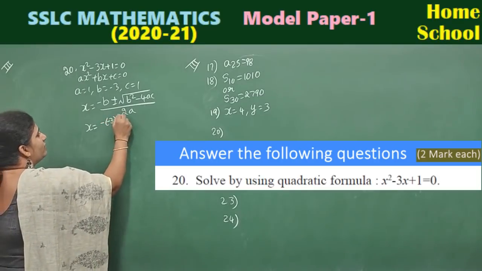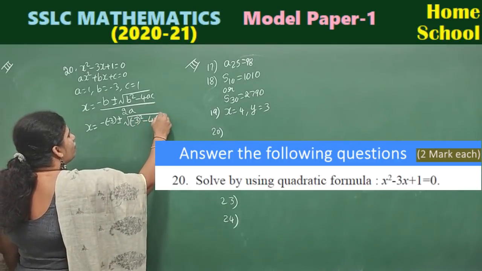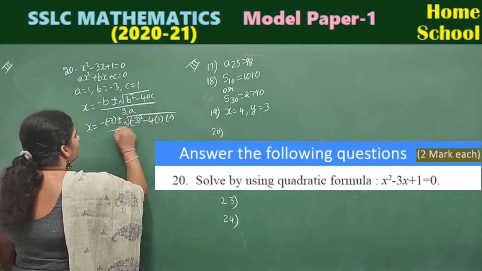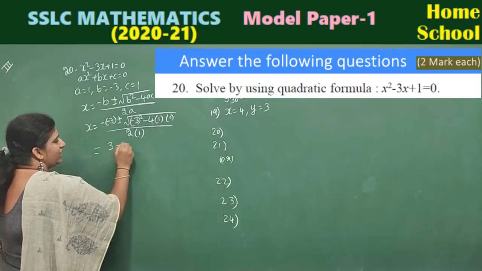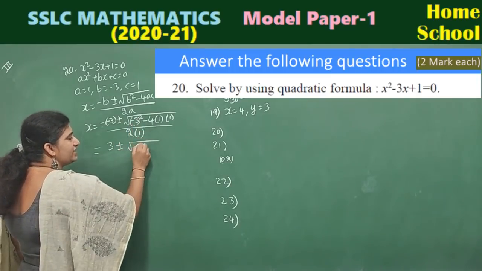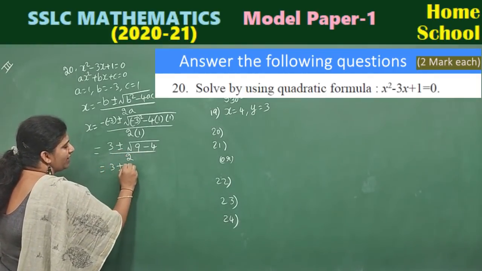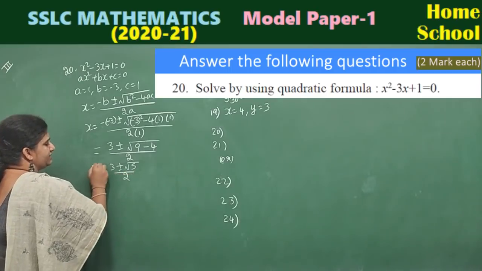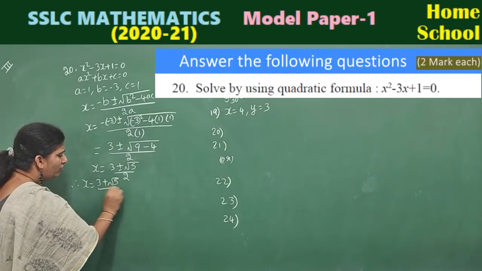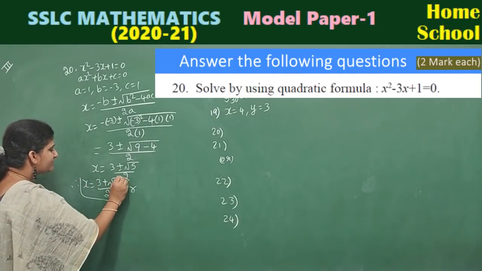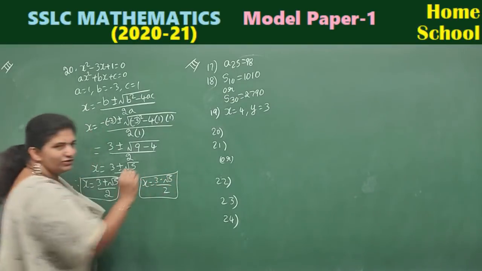Minus of minus 3 plus or minus root of minus 3 whole square minus 4 into 1 into 1, whole divided by 2 into 1. A value is 1. Minus into minus plus 3 plus or minus square root of minus 3 into minus 3 will be 9 minus 4, by 2. 3 plus or minus root 5 by 2. Yes, that's all. So therefore, x is equal to 3 plus root 5 by 2, or you need to write two answers, right? Or x is equal to 3 minus root 5 by 2.